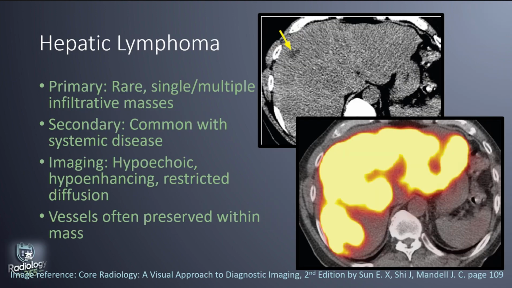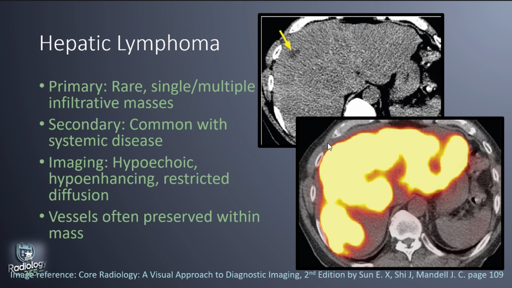Primary hepatic lymphoma is very rare and may present as a single mass or multiple masses. They tend to be infiltrative and preserve hepatic vasculature. Lymphomatous involvement of the liver tends to be secondary to systemic disease with associated splenomegaly and lymphadenopathy. On ultrasound, lymphoma tends to be hypoechoic and may have the target sign similar to metastasis. On CT and MRI, lymphoma is hypoenhancing and tends to show restricted diffusion on MRI.